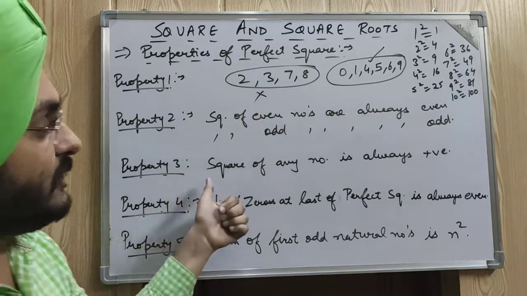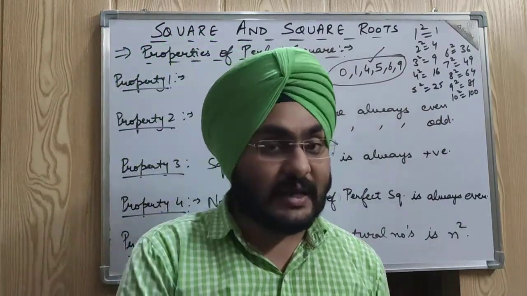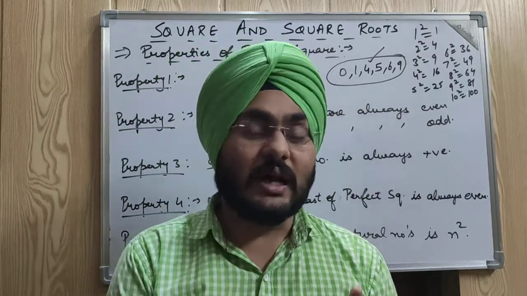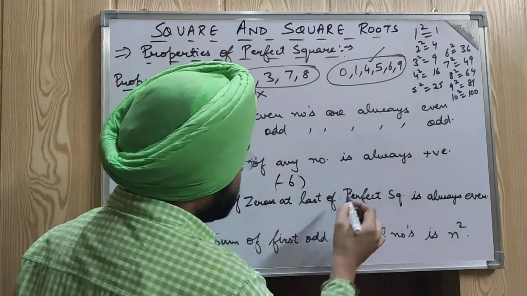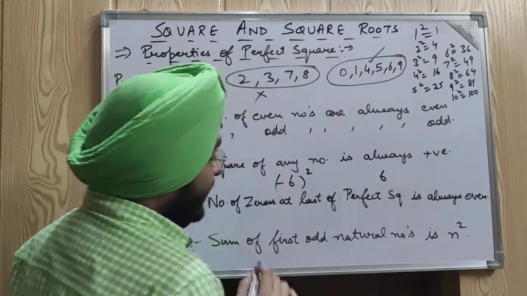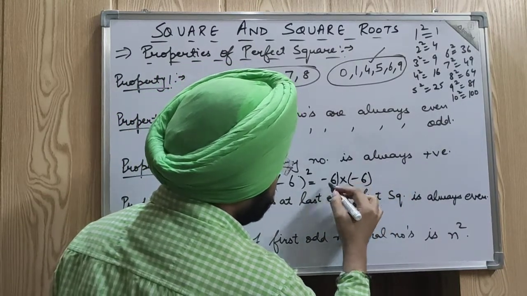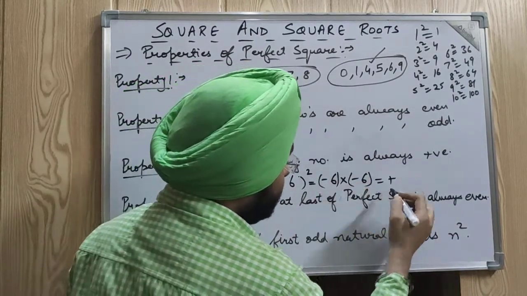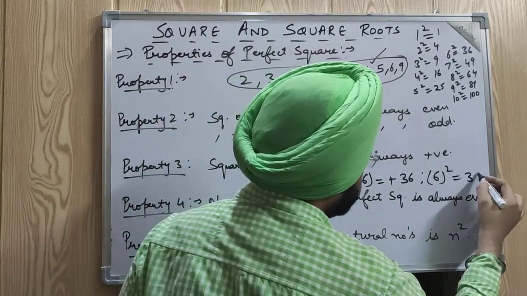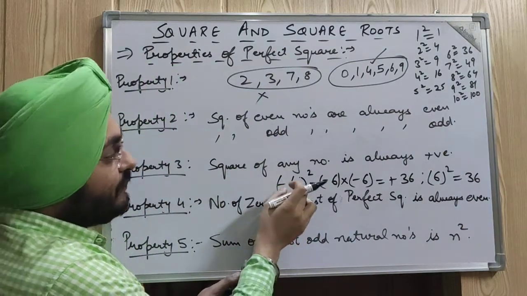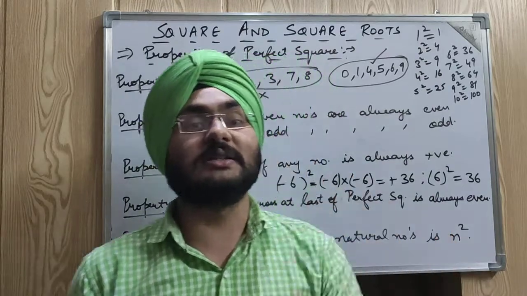Property number 3: the square of any number is always positive. Whether the number you have taken is negative or positive, the answer will be positive only. If I take the numbers minus 6 and 6, to find the square of minus 6 I can write minus 6 into minus 6. Negative into negative will be positive. So 6 into 6 will be 36, and the square of 6 is 36 only. So whether you take minus 6 or 6, the answer is positive 36 only.